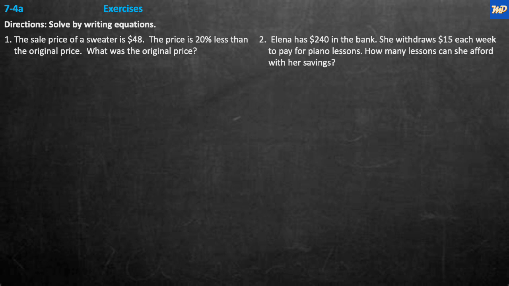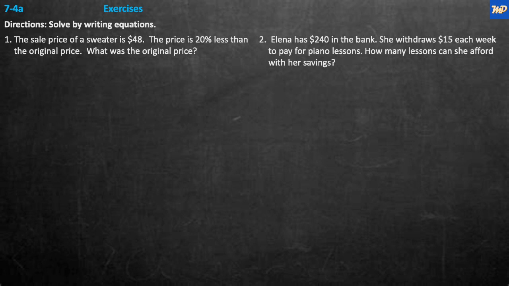Okay, so now we're going to start some exercises. There happen to be, I think, 11. And they're all story problems like this, and we're going to go through each one of them one at a time. The first one says solve by writing equations for all of these. In number 1, the sale price of a sweater is $48, and the price is 20% less than the original price. What was the original price?